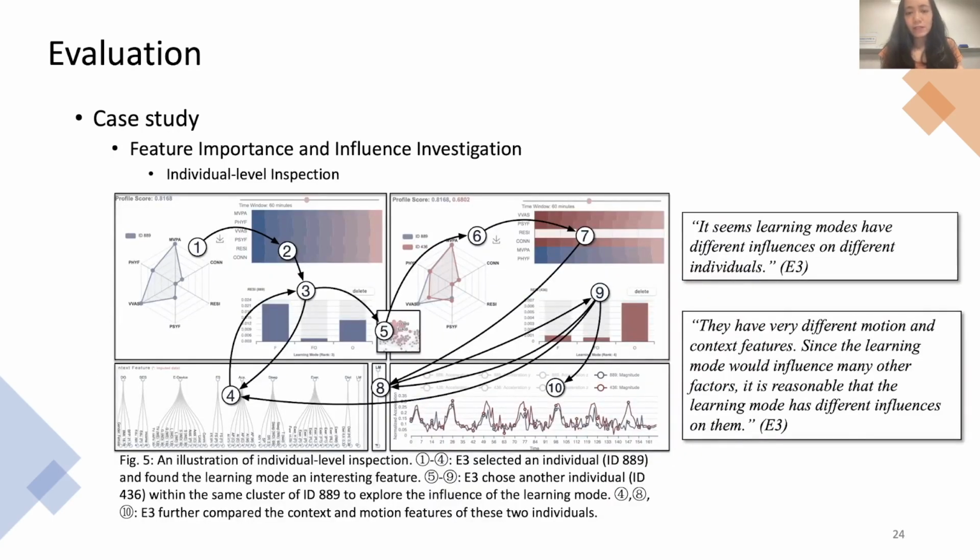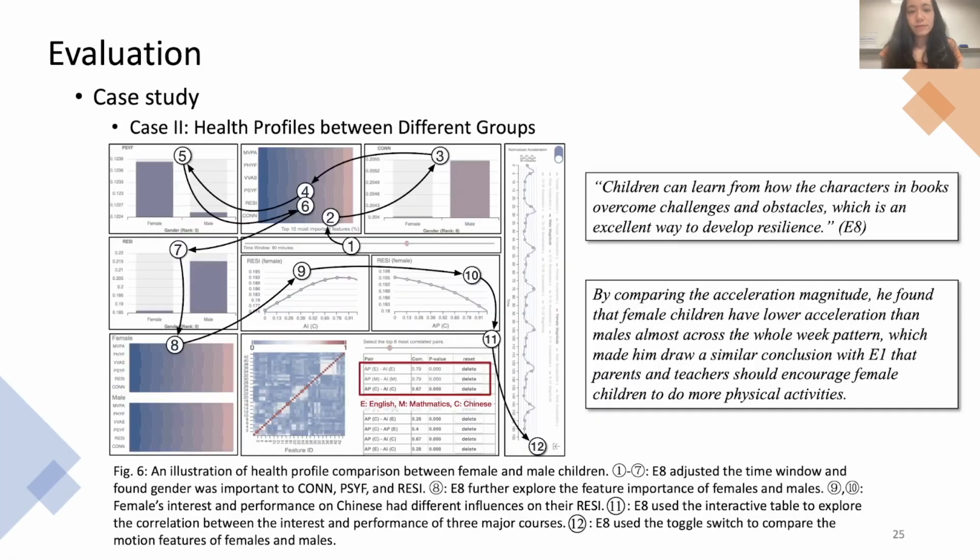In individual level inspection, E3 inspected the feature importance and influence of two individuals and found that learning mode had different influence on them. After looking into their context and motion features, she found these two individuals have very different characteristics. She saw since the learning mode would influence many other factors, it was reasonable that the learning mode has different influence on very different children.